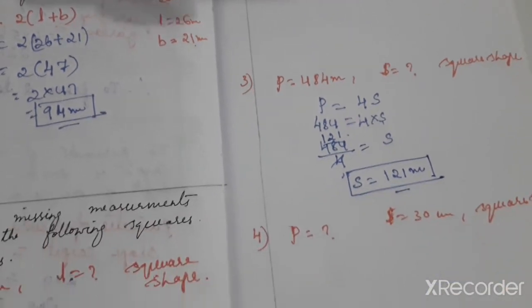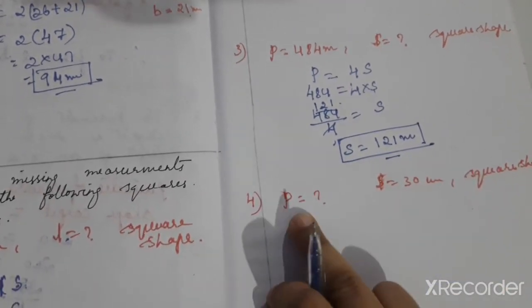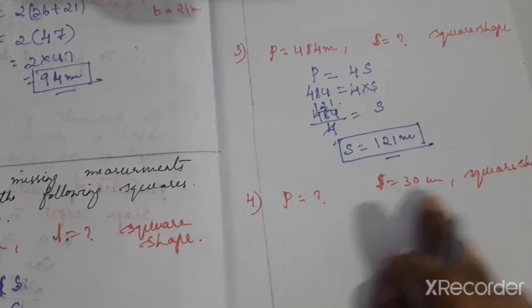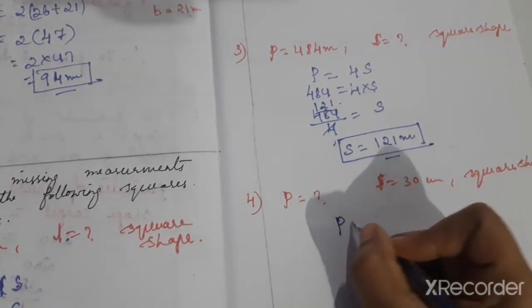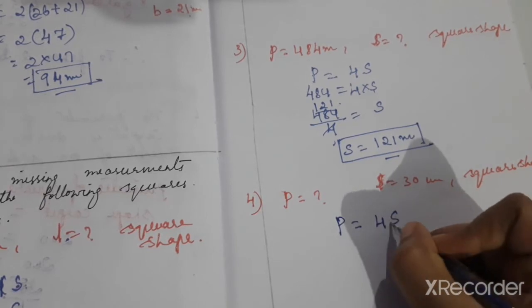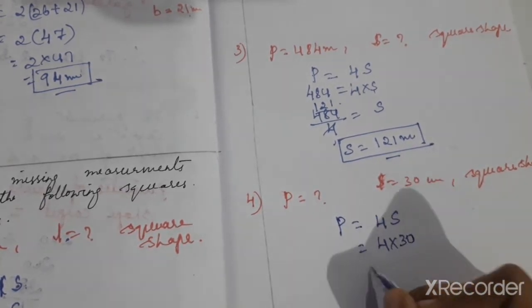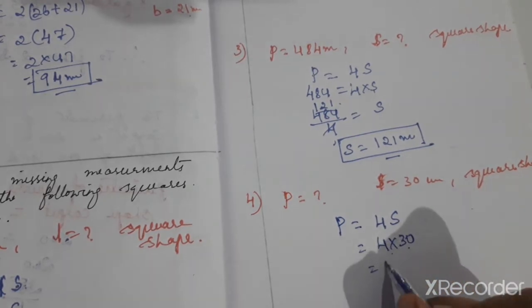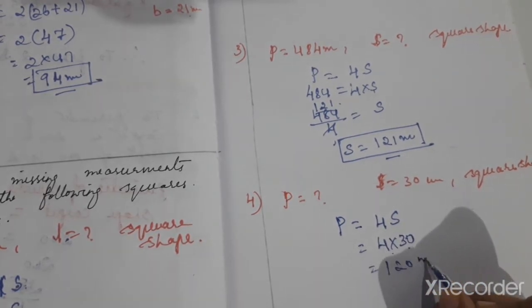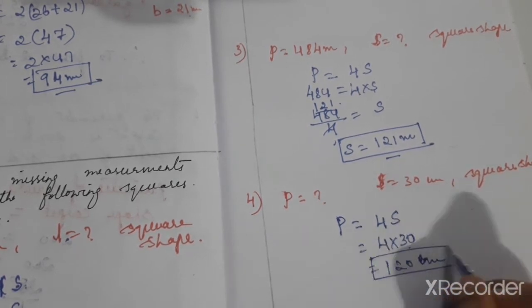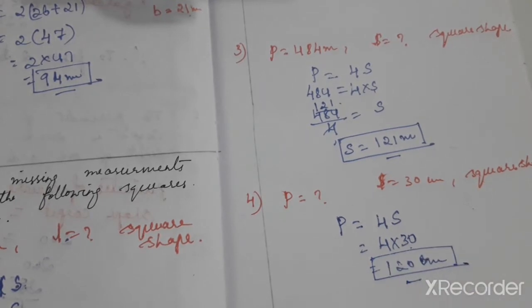Next, fourth question. Perimeter is question mark, side is given and shape is square. So perimeter of square equals 4S. And perimeter we have to find, 4 into S value is 30. 4 3s are 12. So 120 centimeter. Perimeter is 120 centimeter.